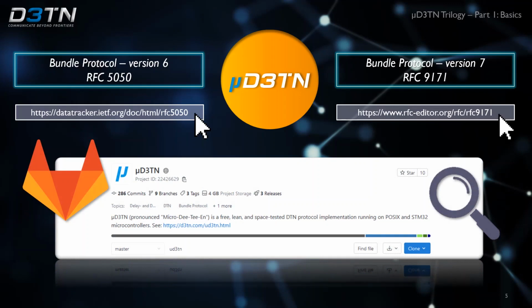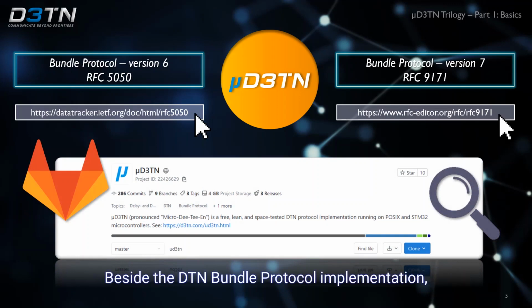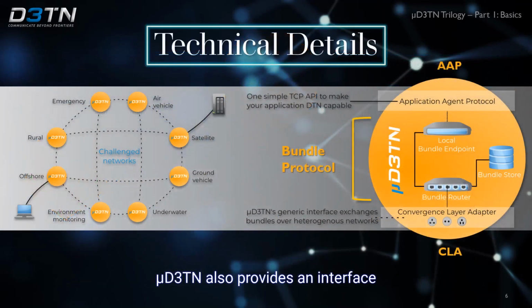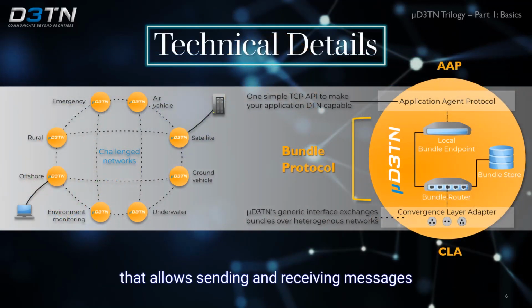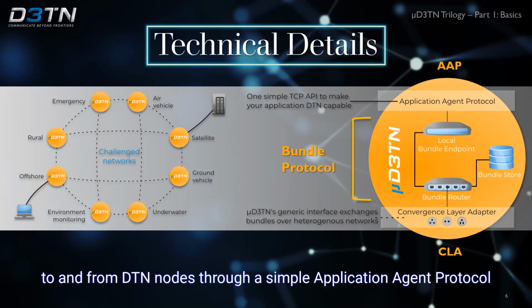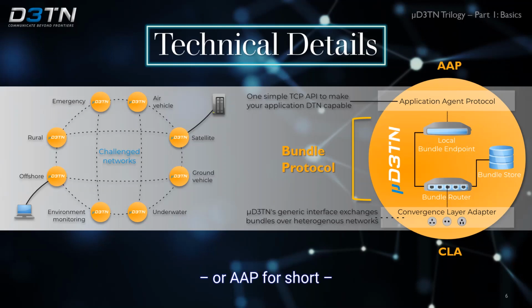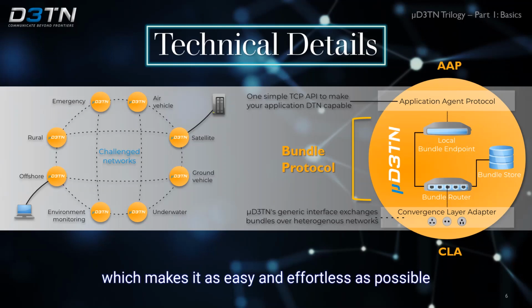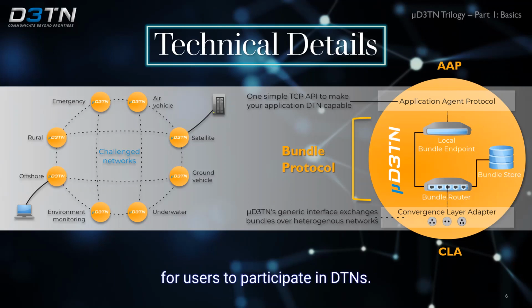Besides the DTN bundle protocol implementation, µD3TN also provides an interface that allows sending and receiving messages to and from DTN nodes through a simple application agent protocol, or AAP for short, which makes it as easy and effortless as possible for users to participate in DTNs.